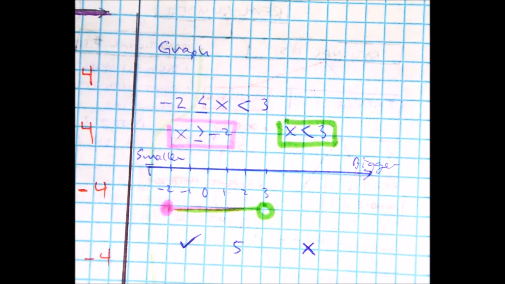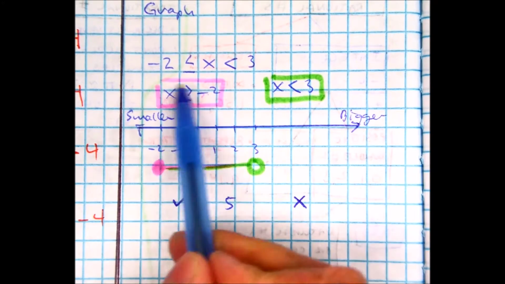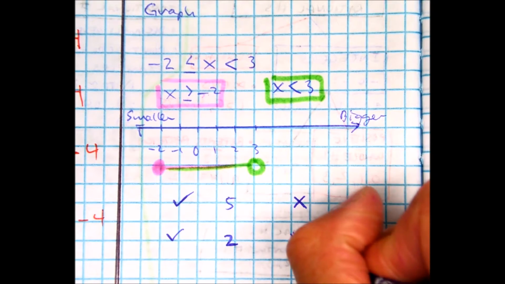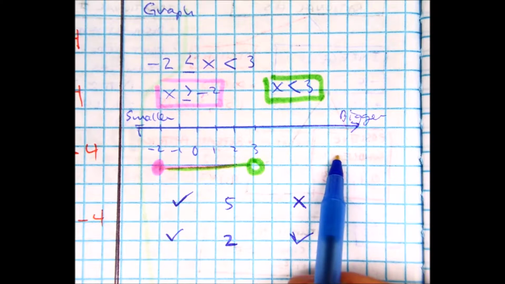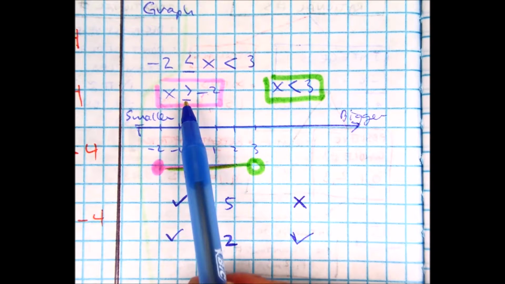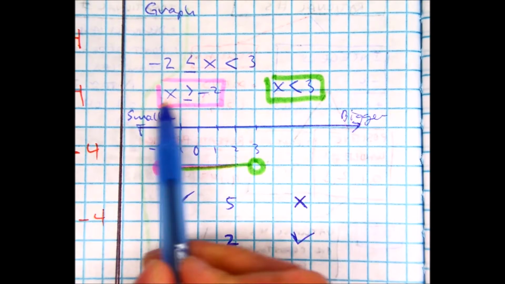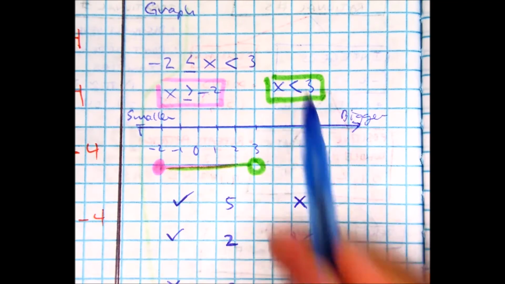Someone pick another number. 2. Let's test 2. Is 2 bigger than -2? Yeah. Is 2 smaller than 3? Do you see how 2 was in between here and 5 was outside? Okay, I have a challenge question for you, class. Give me one that will be a solution for the green but not the pink. Anyone? Is -3 bigger than -2? Is -3 smaller than 3?